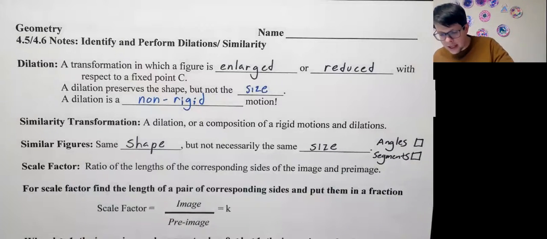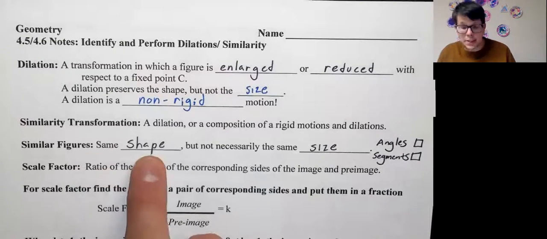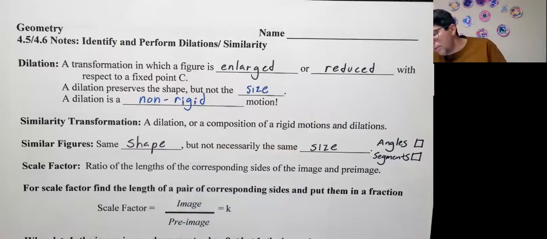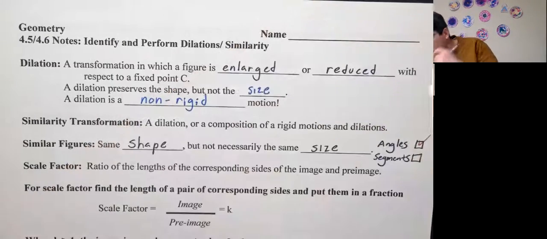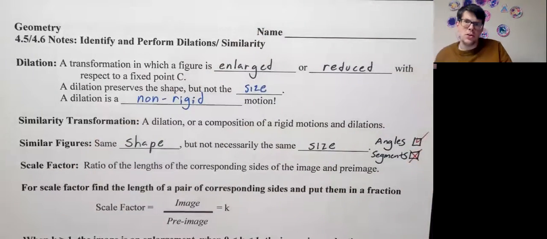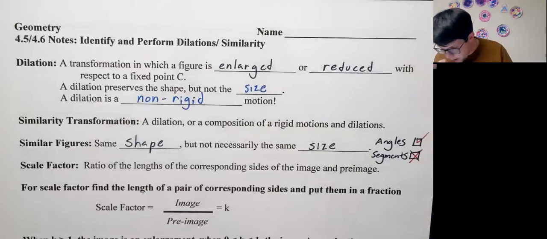The reason that we're going to say that it's similar is, once again, they are going to have the same shape, but not necessarily the same size. To break that down a little bit more, what that means is that their angle measures are going to be preserved, but the segment lengths are not going to be preserved. So you are going to get longer or shorter segments, but the angle measures will stay the same.